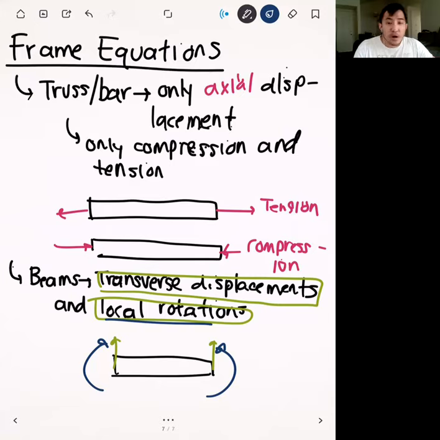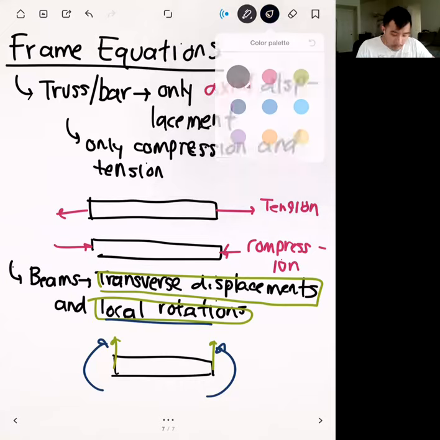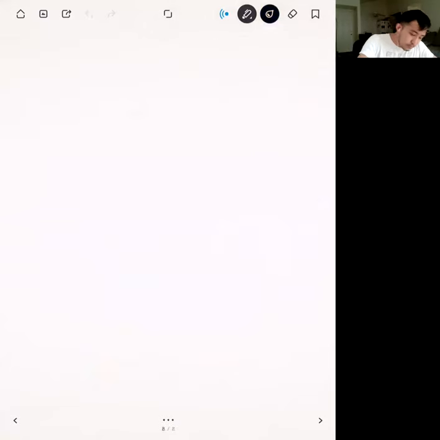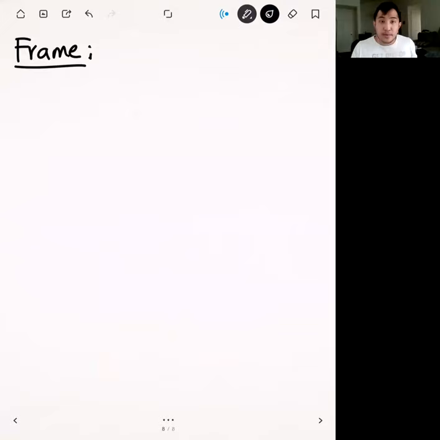But a lot of realistic situations aren't nice like this. A lot of realistic situations are going to have all these kinds of things. And so the answer to that is the frame. The frame element can support all these types of deformations.